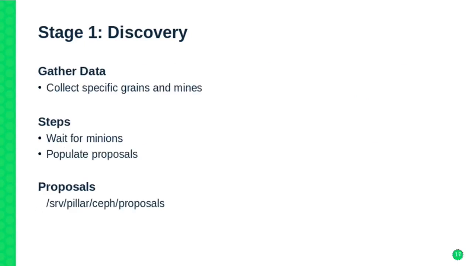So stage 1 is discovery, and effectively all we're doing here is collecting specific grains and mines. A quick word: salt grains are effectively just statistics about the individual minion. It could be the kernel release, the operating system number, network IP address. Mines are the results of modules. The modules are whatever you consider more or less dynamic data.